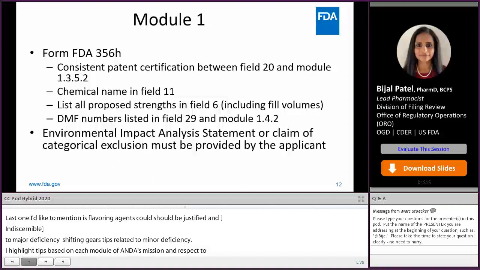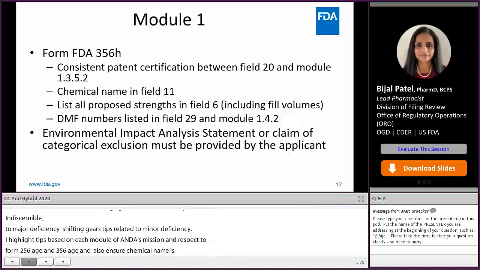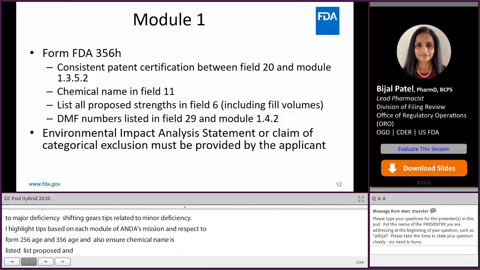Also, ensure that the chemical name is listed in Field 11 of Form 356H. In Field 6, you should list all proposed strengths. And if your proposed drug product is an injectable, you should include fill volumes as well. For DMF numbers listed in Field 29 of Form 356H, these numbers should be consistent with information provided in Module 1.4.2 and vice versa. Also, applicants must provide an environmental impact analysis statement or claim of categorical exclusion in Module 1.12.14.